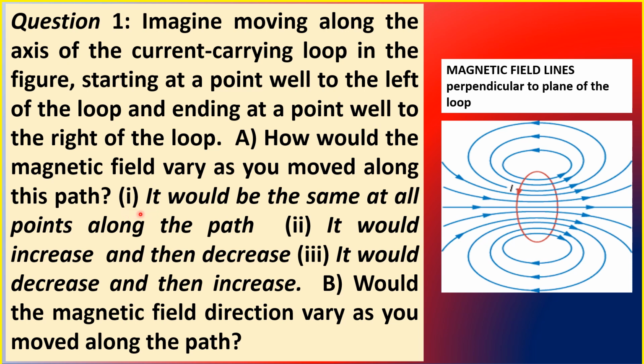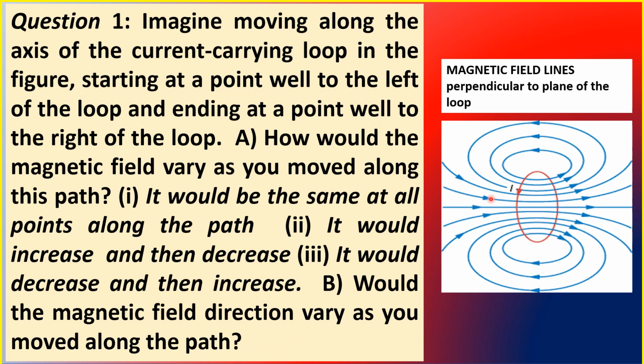The options are: number 1, it would be the same at all points along the path. Option number 2, it would increase and then decrease. Option number 3, it would decrease and then increase. Question letter B. Would the magnetic field direction vary as you move along the path?